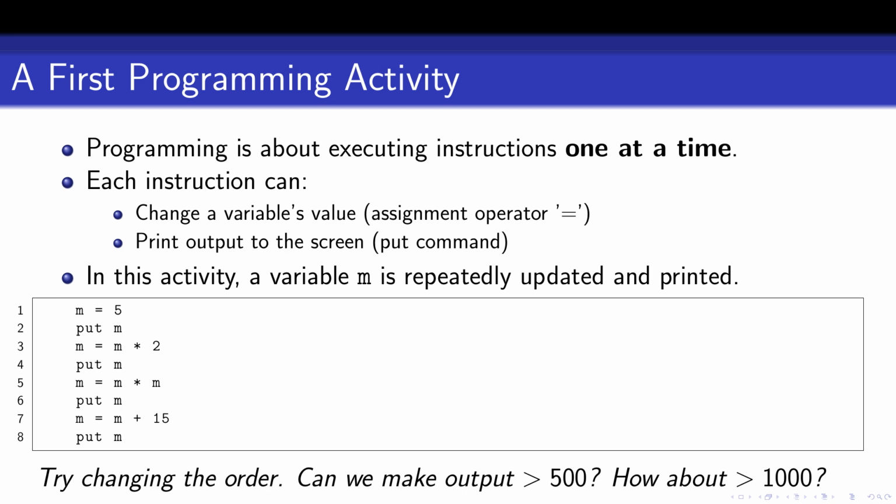Let's look at a specific example of what this kind of instruction sequence looks like in code. In the program shown, we declare a variable m, assign it a value, modify that value by multiplying or adding to it, and then print the result using printf. By changing the order of these lines, even slightly, you'll get different outputs.